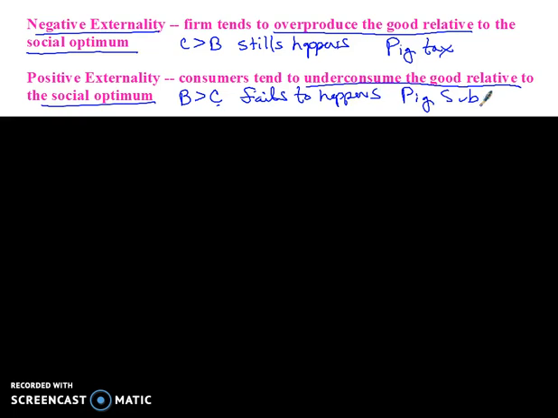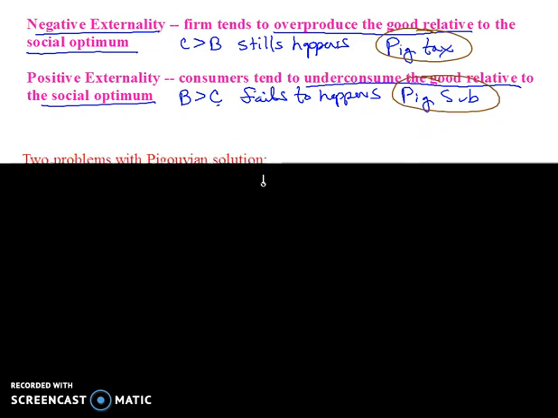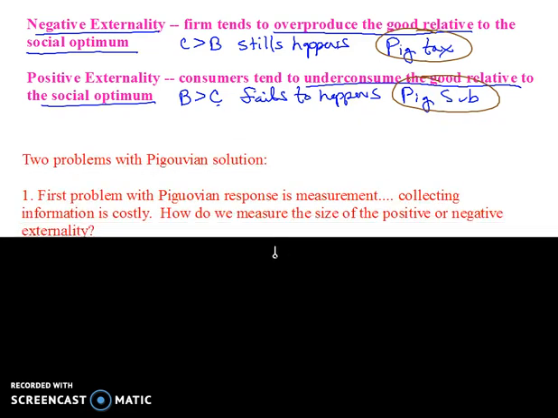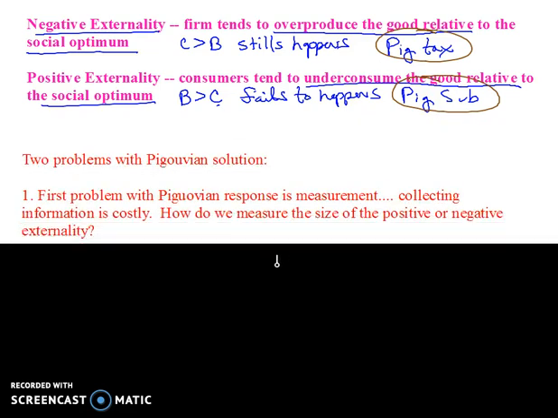So that all sounds great. These solutions, the Pigouvian tax and the Pigouvian subsidy, are very, very clever ideas. But always in economics, there's no free lunch. Every solution creates a new problem. So what are the problems with the Pigouvian solution? Well, there are two problems with the Pigouvian solution.